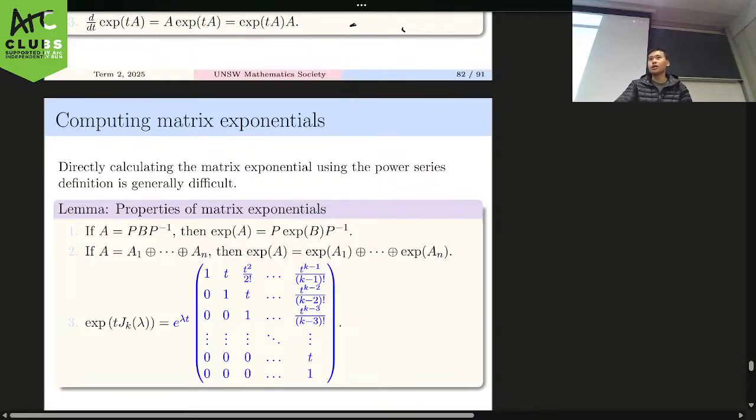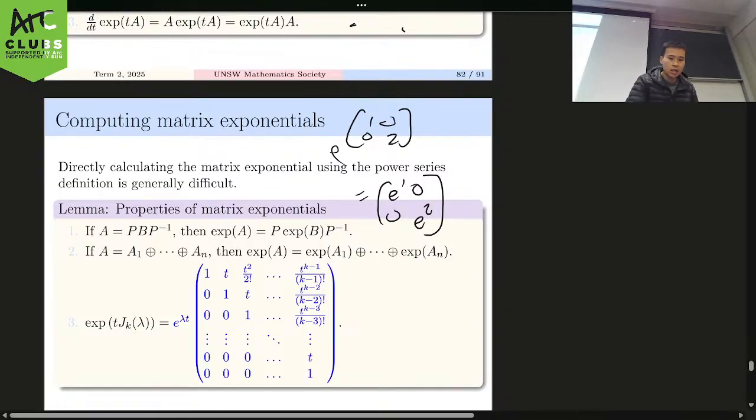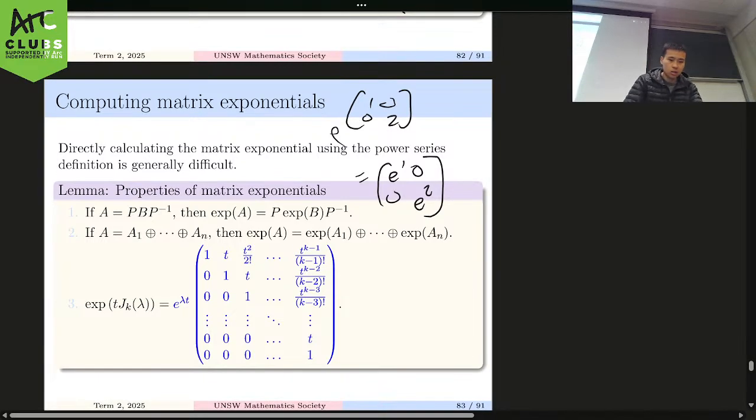And what is that then? The exponential of a diagonal matrix is really easy. If you have 1, 2 on the diagonal, then the exponential of that is just each one of those exponentiated. So it's easy. And if you have the direct sum of a bunch of matrices, then the exponential is also the direct sum of each of the exponentials. So that's also neat to keep in mind.